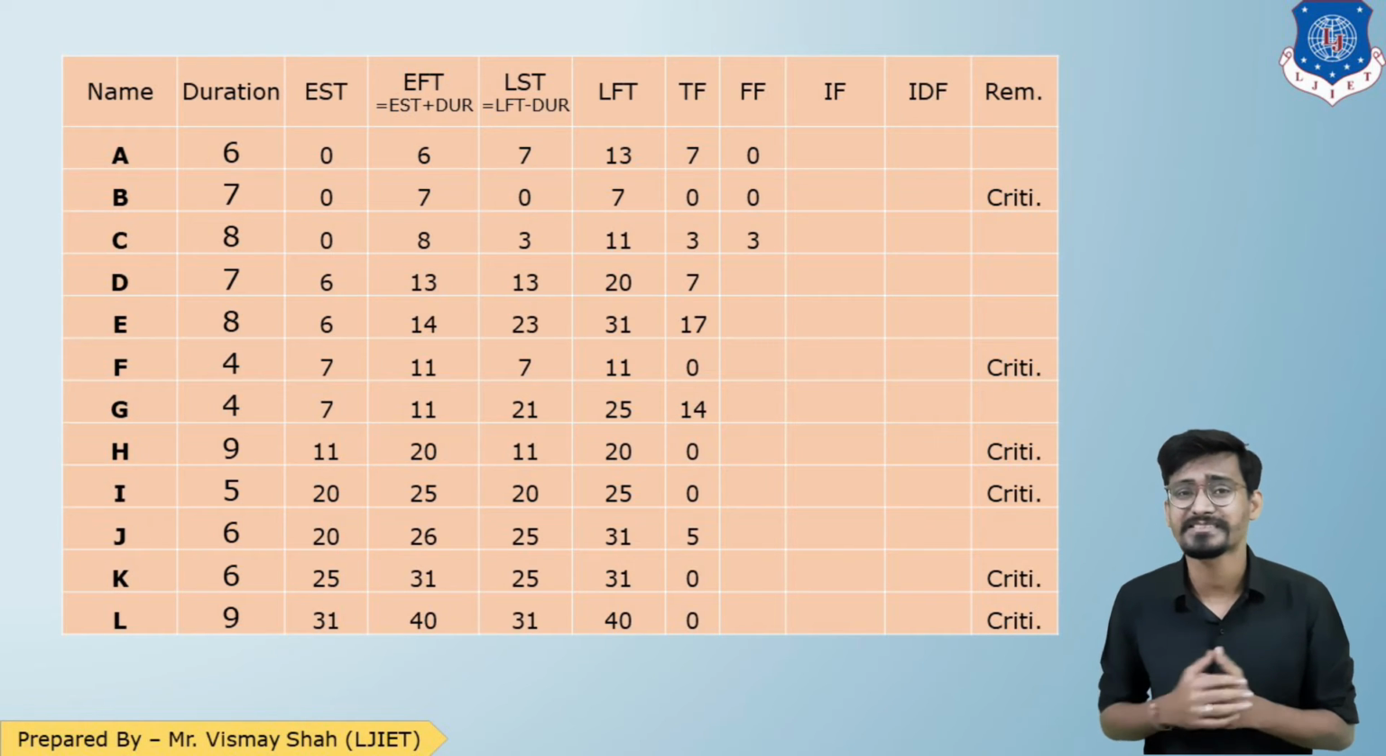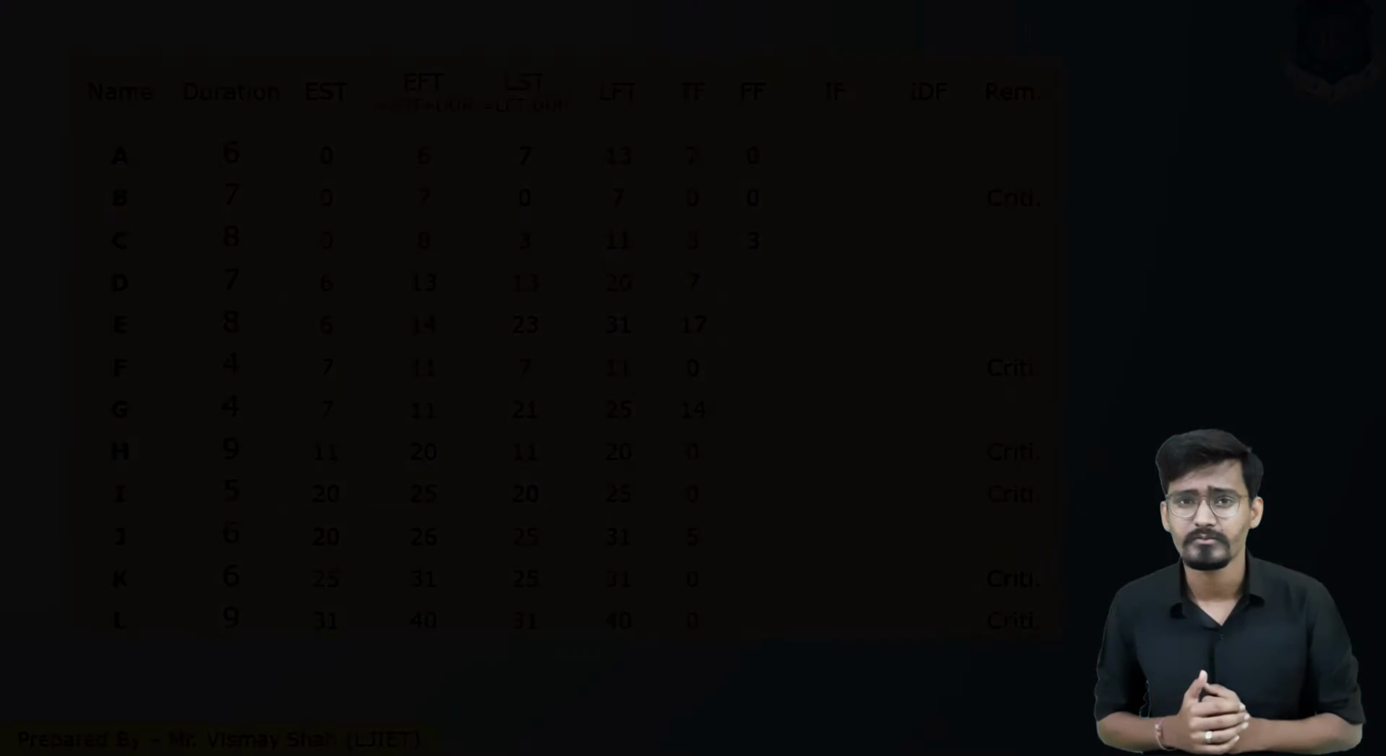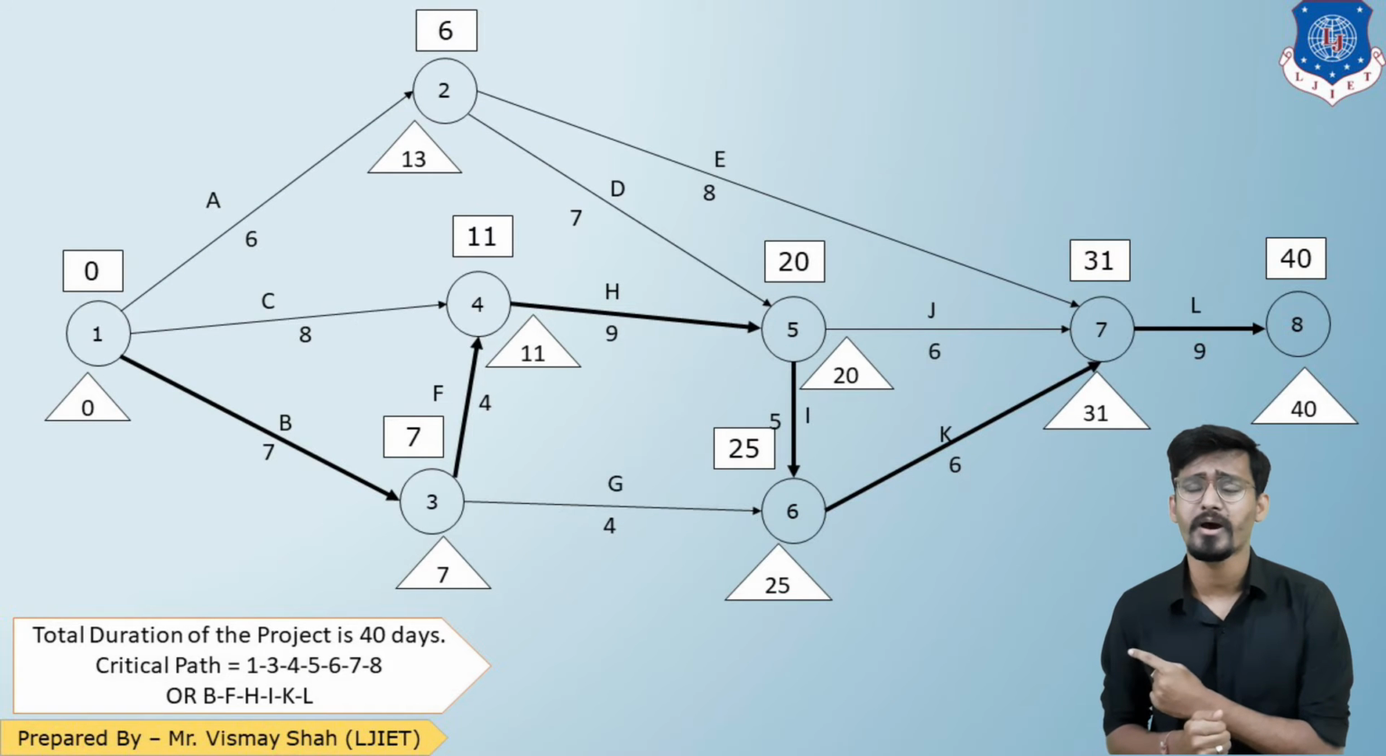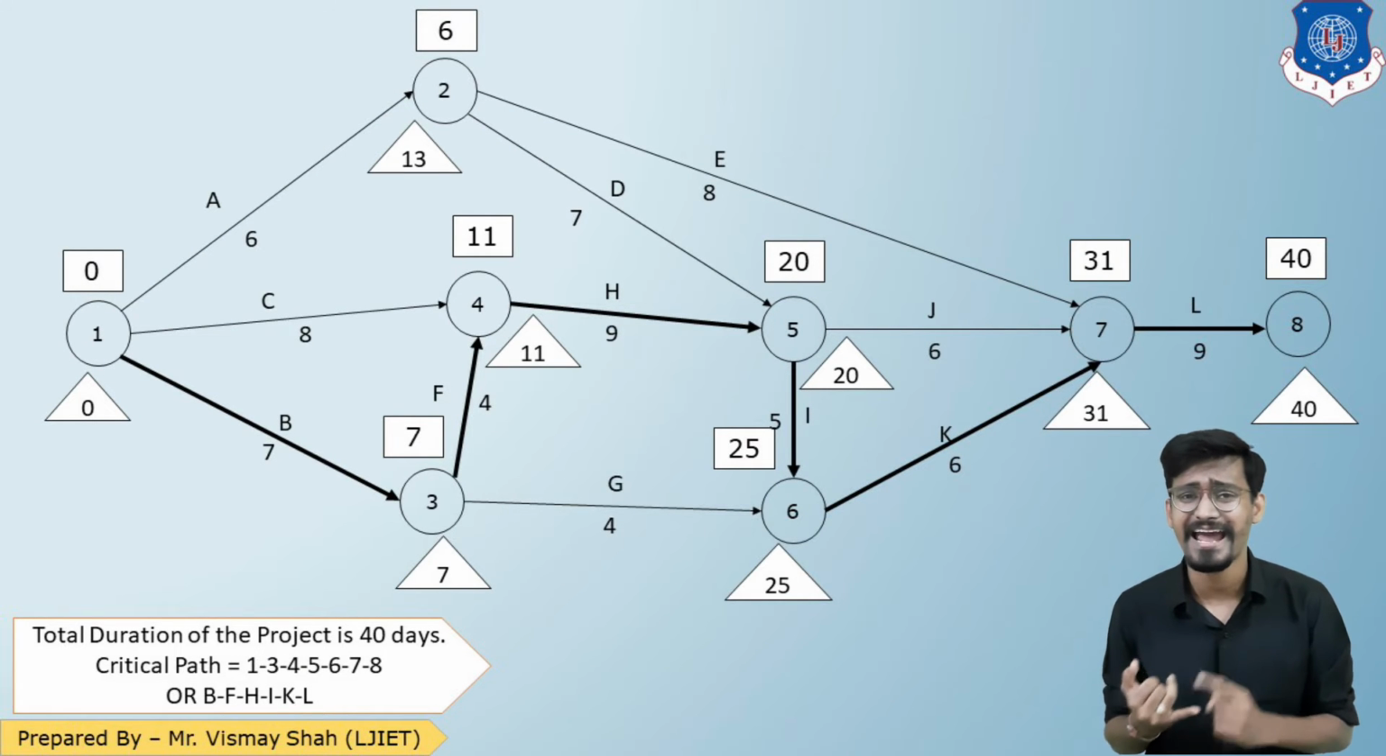For A, B, C, now we have to see for D. Let us come back to the network. So as you can see in the network, from activity D, I and J are coming out, successor activities I and J.